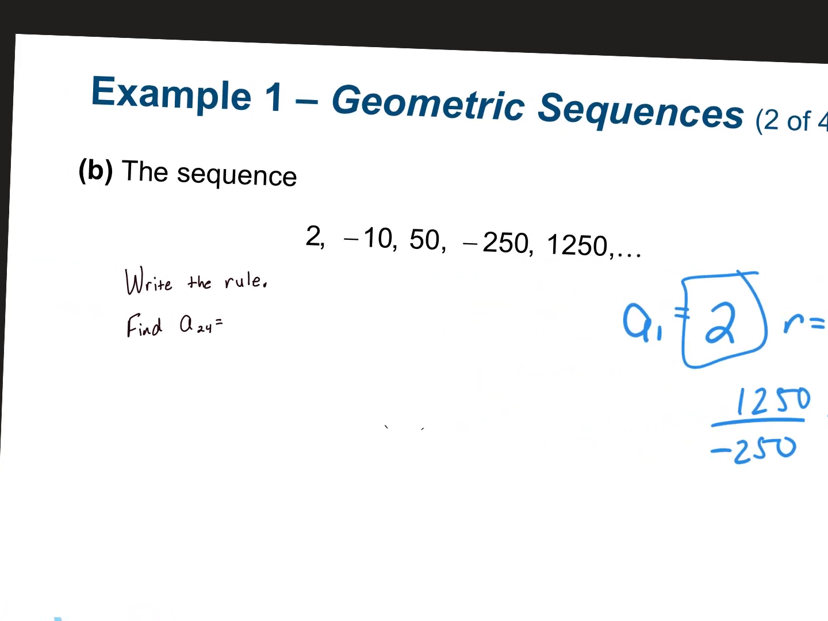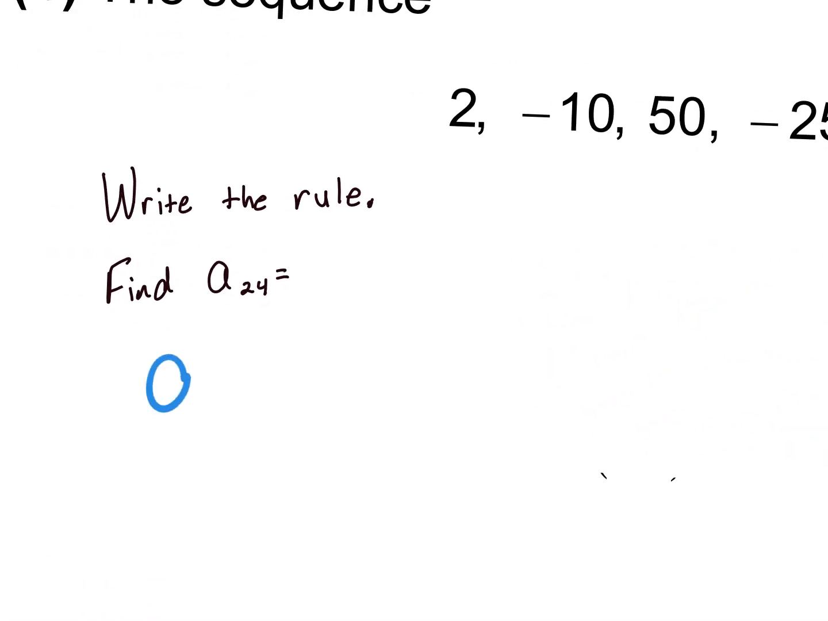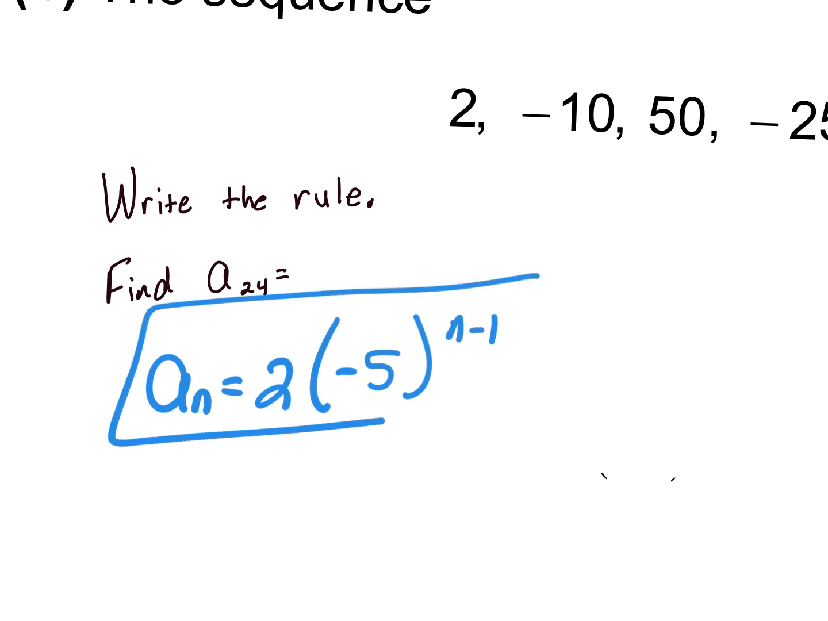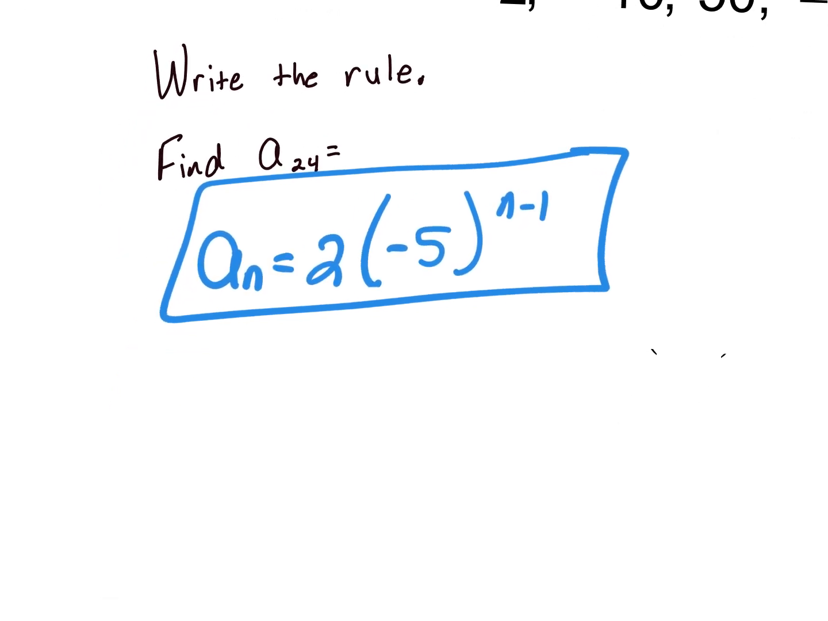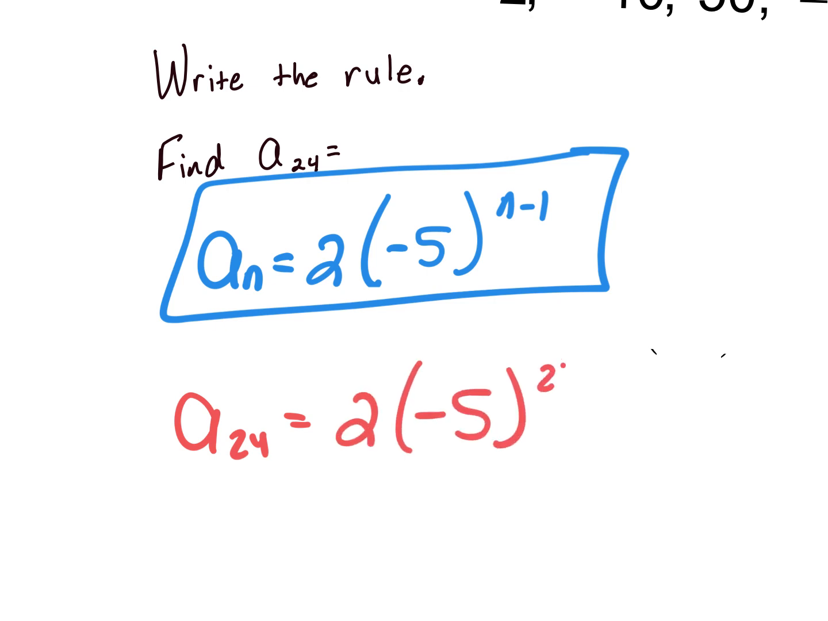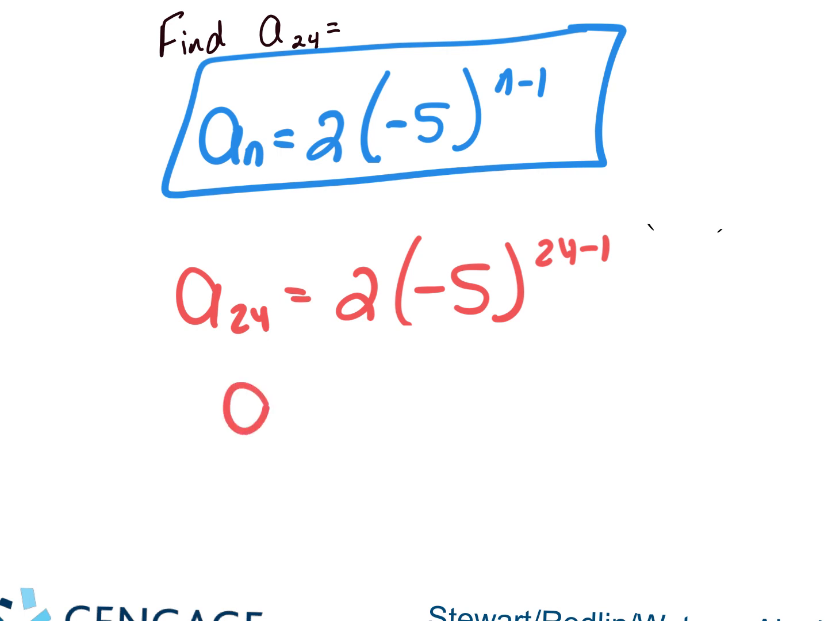So now you have enough information to write the rule. So your rule is going to be a sub n equals, my first term is 2 times -5 to the n minus 1. There is your geometric rule. Now if I'm going to find the 24th term, where do I plug in 24? To the n. So the 24th term is 2 times -5 to the 23rd power.